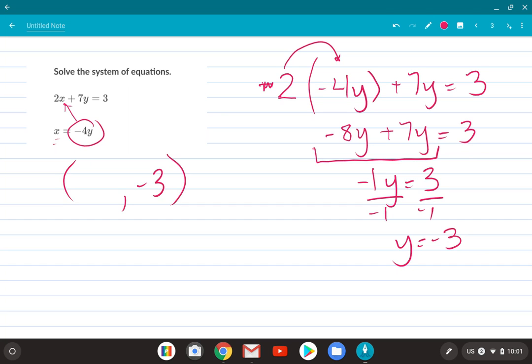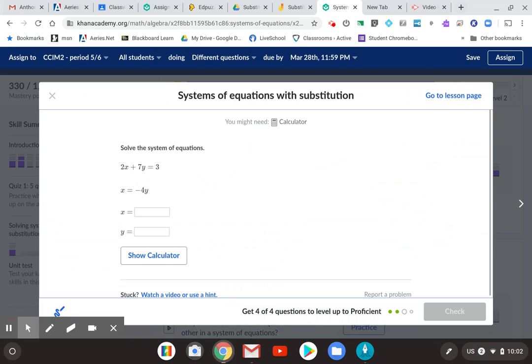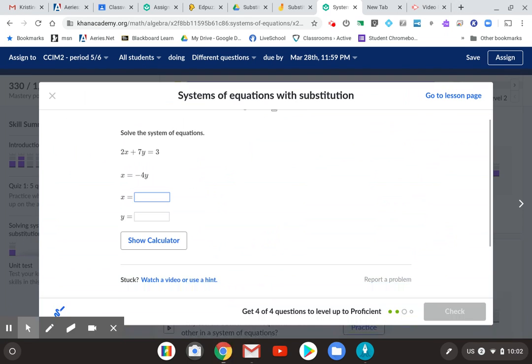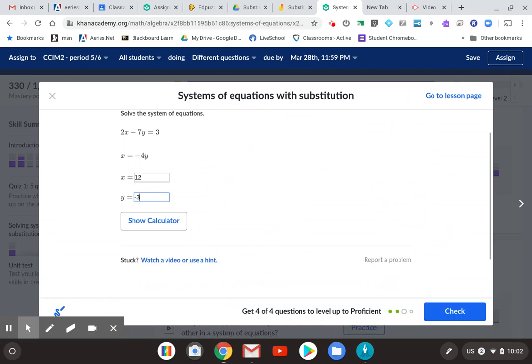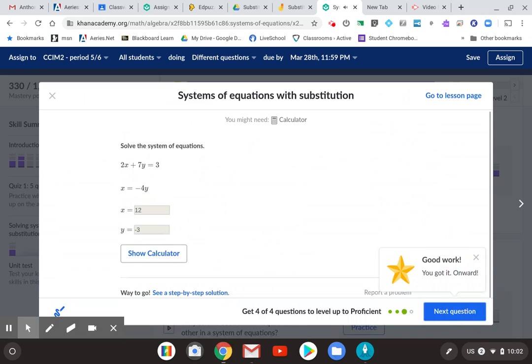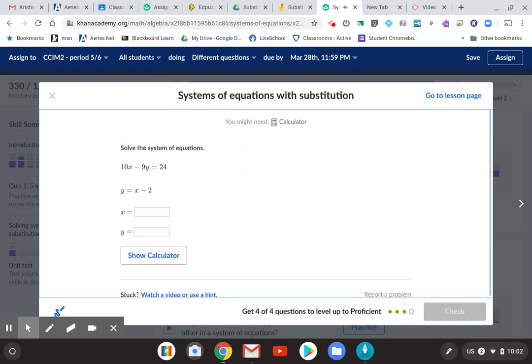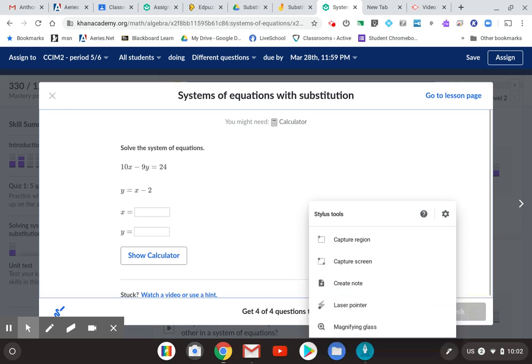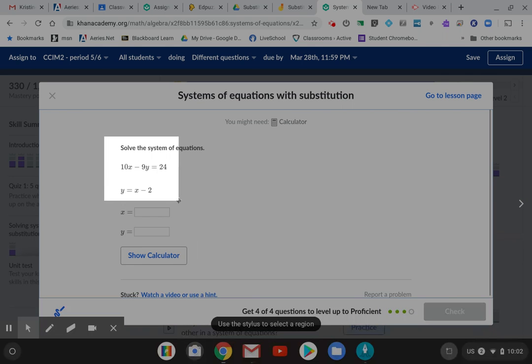Now again, the second equation's easier. x is equal to negative 4 times our y. So x is equal to a positive 12. 12, negative 3. Put it in. Checks. We got it. One more and I get 100%. Now, if you just got 3 out of 4 right, that's good too. You need at least 75%. Last one on this.